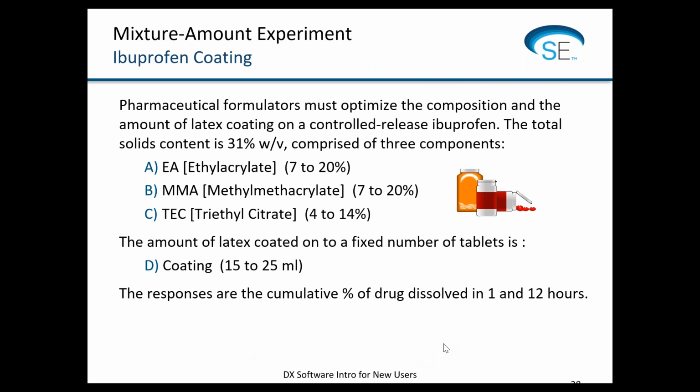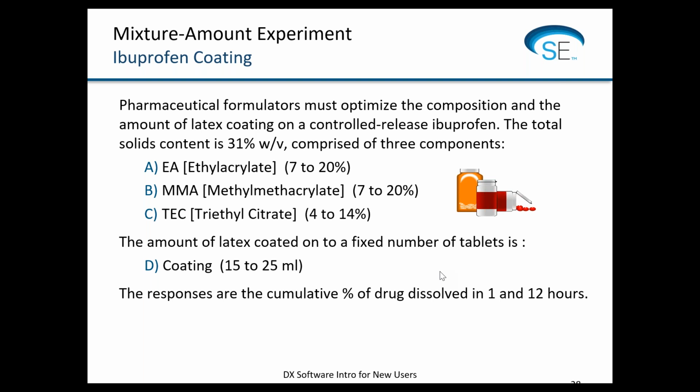So here, we're going to make an ibuprofen timed release capsule, and what we're going to do is put a latex coating on an ibuprofen tablet, and we're going to change the formulation within these ranges. So we have 3 ingredients, EA, MMA, and TEC to keep it simple. The 3 of them combined will be 31%, and the other 69% would be something held constant, probably in this case water, since it's a latex coating. Okay, but we're changing within the 31%, and then in our laboratory mixer, we can inject anywhere from 15 to 25 mLs of coating into this laboratory tablet coating device.